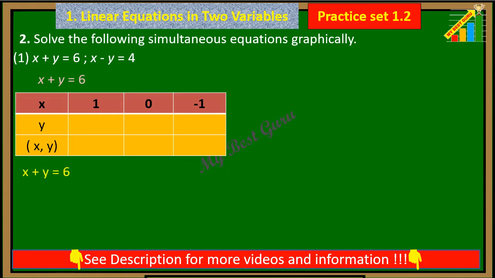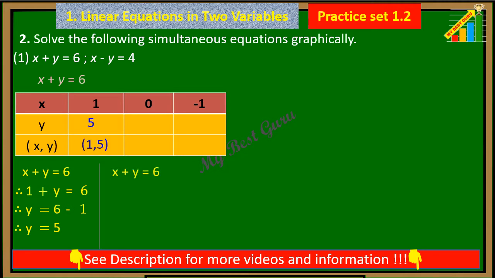Now x plus y, so at the very first we have to put here 1. So x is equal to 1. So 1 plus y is equal to 6. So the value of y is equal to 6 minus 1. So 6 minus 1 is equal to 5, y is equal to 5. So you got the value of y as 5. So write down the coordinates 1 comma 5.